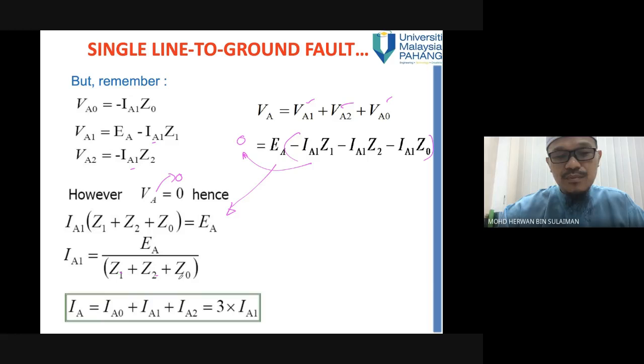Okay. And in order to find your IA, it is the summation of IA0, IA1 and IA2, or you can say that it is 3 times IA1.